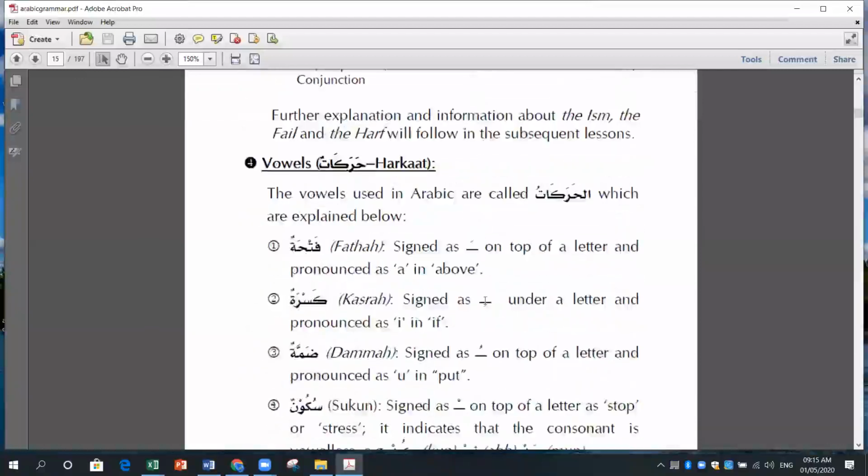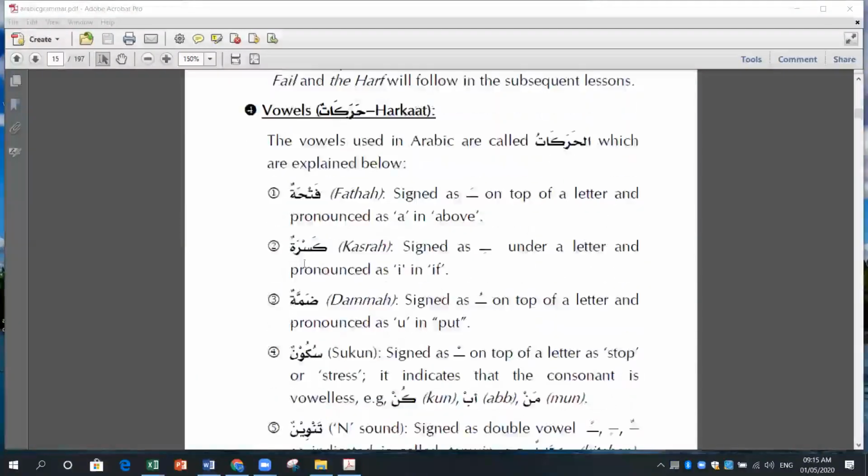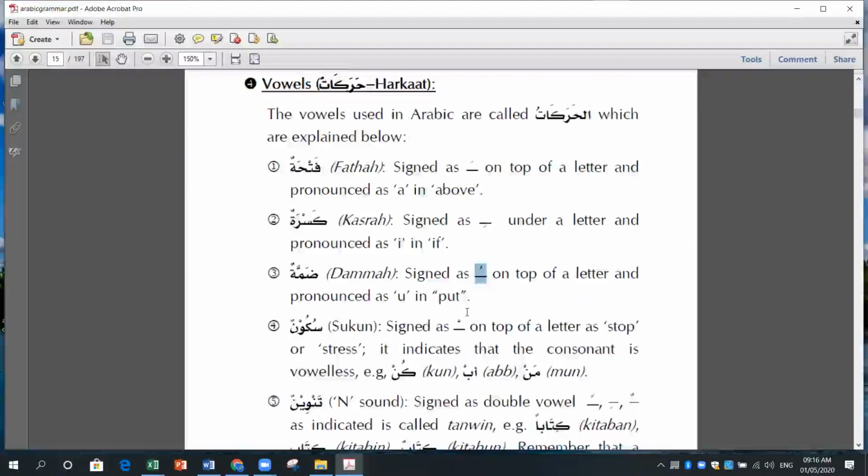Now the vowels. Vowels means harakat. And Alhamdulillah, Rahila already told me that she knows the names of these harakat. Fathatun, that is signed on the top of a letter, above it. And this is pronounced like fa'ala, the sound it makes. Kasra, the sign under a letter, kasratun, and dhammatun on the top in this form. Okay. I hope, mashallah, everyone might be knowing these. So I'll move on.